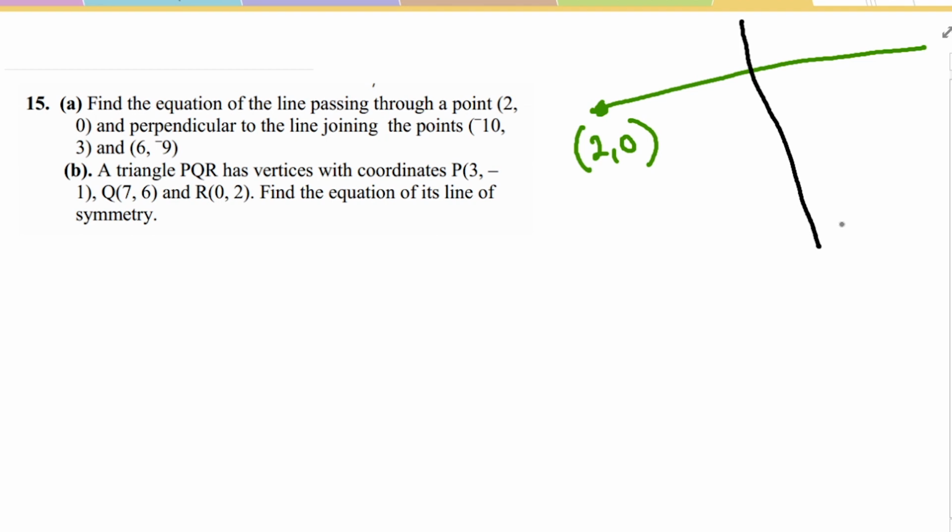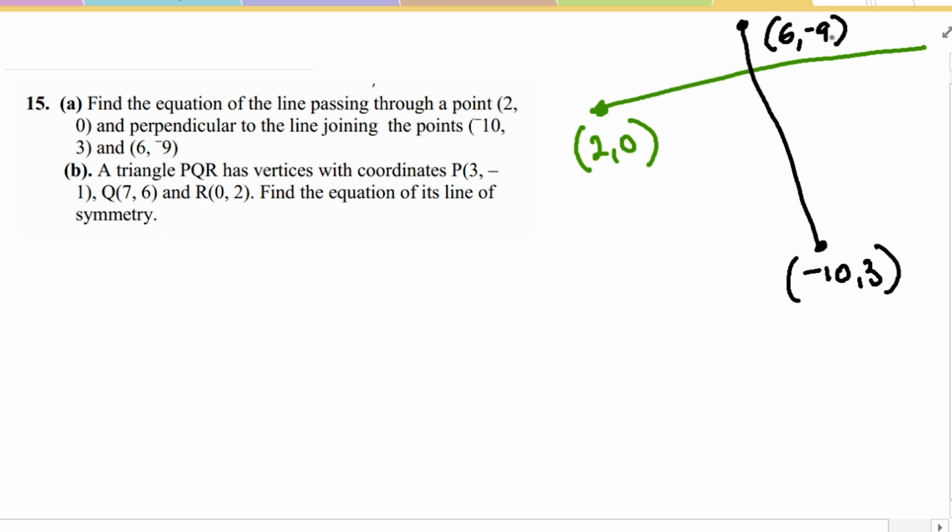to the line joining points negative 10, 3. So this is negative 10, 3. This is just a sketch. They are not actual points. And that is 6, negative 9. Like that. That's the question.